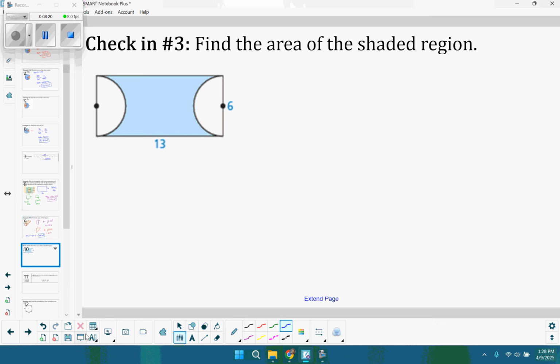So here's a check-in for you to try. To me, this looks like a rectangle with 2 halves of a circle, or 1 whole circle, cut out of it. So try to find the area of the shaded part. Go pause. Answers are posted on Google Classroom.